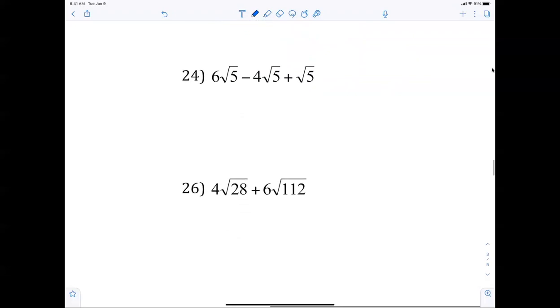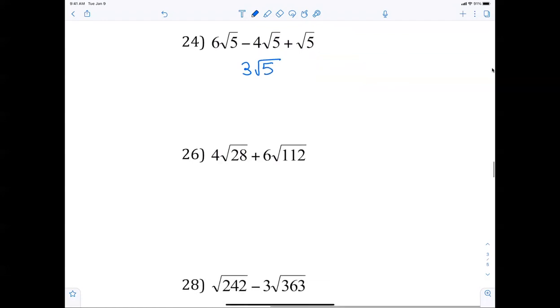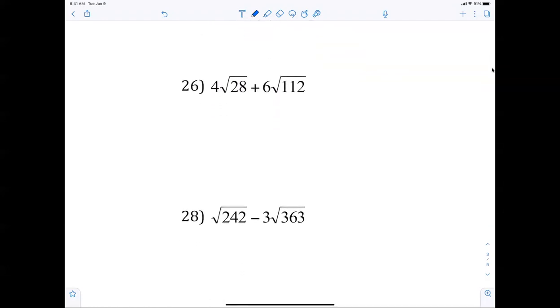24. What is that? What? 3 radical 5. 3 radical 5. Okay. Now we just did 28, so that should be pretty easy for us. Square root of 28 is what? Right? And then, but remember, it's just 4 times 7. So what's the square root of 4? So that comes out as a 8 radical 7.